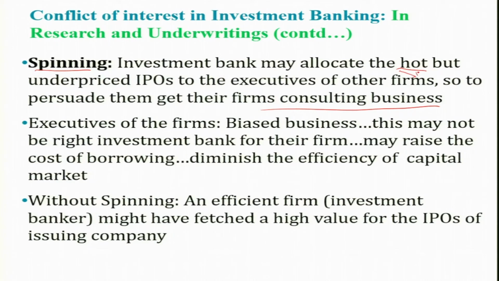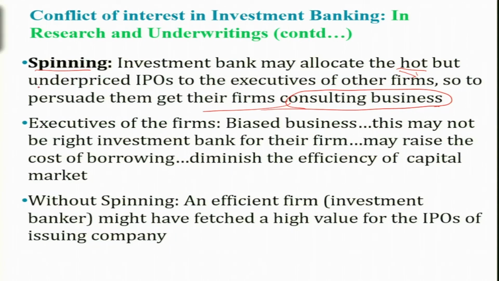That means they are, in a way, indirectly bribing, so that the managers of the other firm, who got these IPOs, have an incentive to hand over the consulting business of their firm to the investment bank that gave them these IPOs.